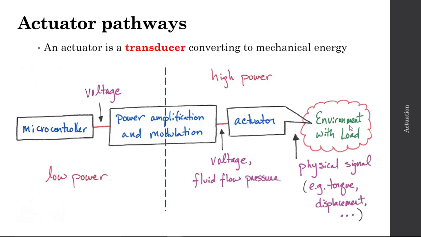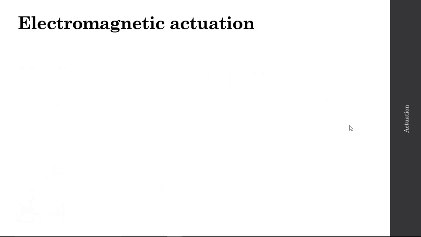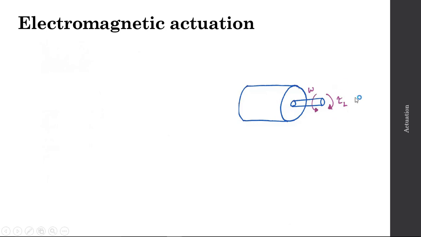As a quick example of this actuator pathway, let's take a look at an electromagnetic actuator. Here we have a basic DC motor with an output shaft. So here's my motor, here's my shaft. There may be some load applied to that output shaft, so it's providing some output torque, as well as some rotational velocity, omega. These are really the two outputs of my motor, the torque and the speed. We can represent this motor with a fairly simple circuit. We have a resistor, an inductor, and a voltage supply all in series.